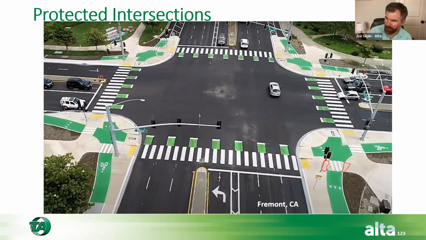And so Fremont, in their second generation, what they did was they removed the detectable warnings and they tried to delineate through the edges of their sidewalks.